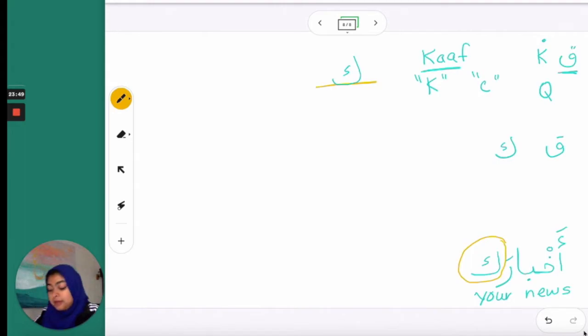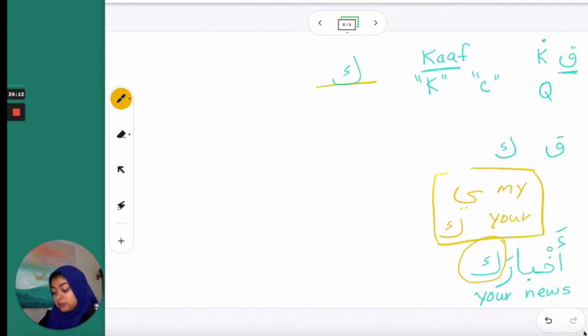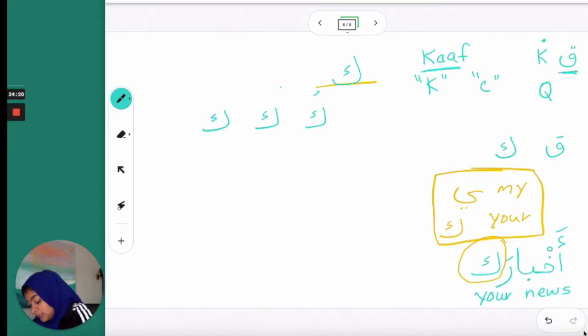Now that we have the letter kaf, we have another attached pronoun. When you add a ya to the end of the word, it makes it mine. If I said akhbari, it's my news. When you add a kaf to the end of a noun, it makes it yours, your news. Okay? So we're going to practice that in just a little bit. We'll go over a whole chart going over this. But before we do that, I just want to compare and contrast the sound.